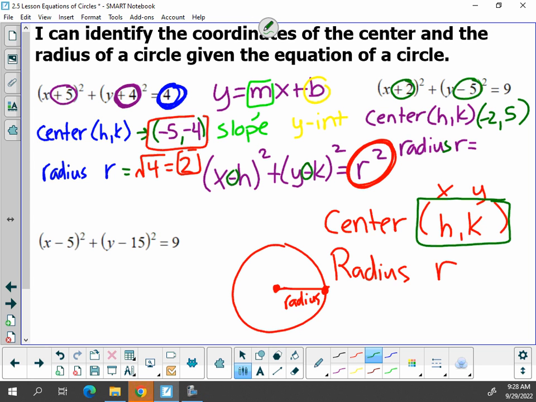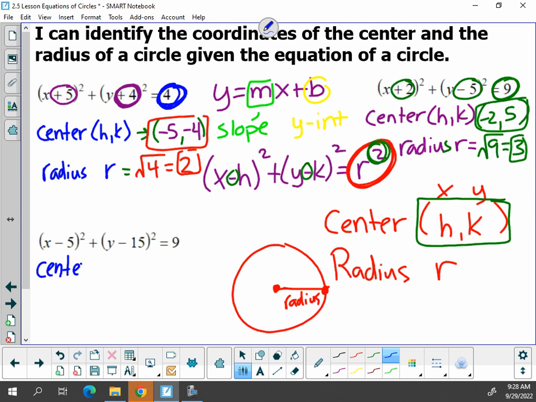Oops. My radius r comes from the right side. My right side is my radius squared, and so I need to square root that side. The square root of 9 is 3. So my center is (-2, 5) and my radius is 3. I apologize if this is getting too busy.